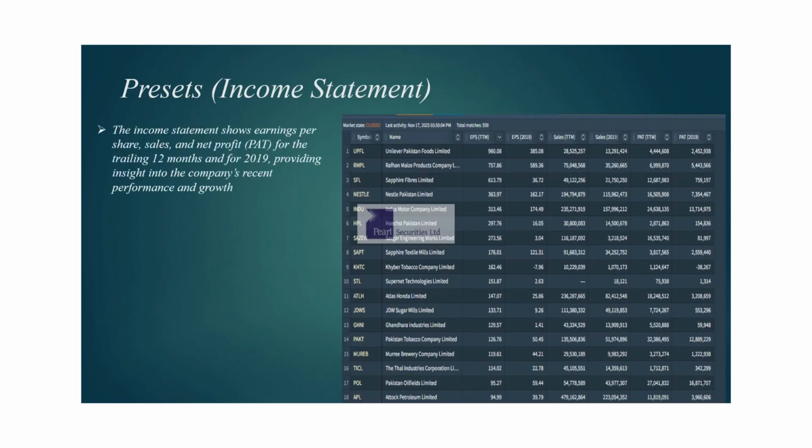The income statement shows earnings per share, sales, and net profit (PAT) for the trailing 12 months and for 2019, providing insight into the company's recent performance and growth. Name of stock and company.